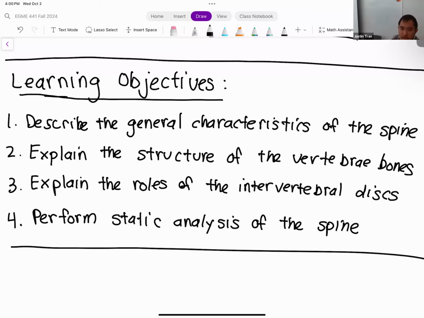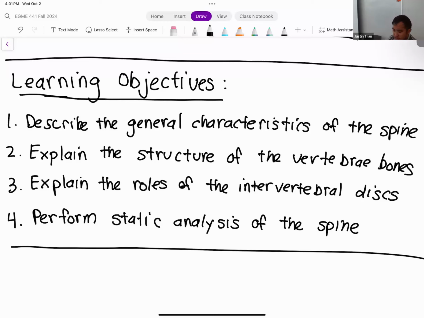But in terms of the exam itself, the majority of the exam is going to be static analysis, and we've had plenty of practice with that at this point. Most of the relevant new stuff is what we're going to go over today: the general characteristics of the spine, the general structure of the bones. And then we're going to move on to more practice problems with static analysis. Okay, so that's the plan for today.